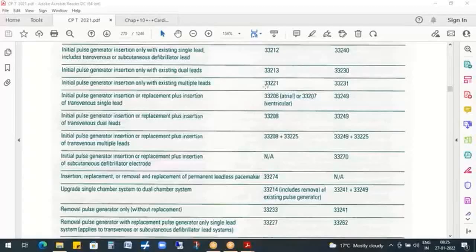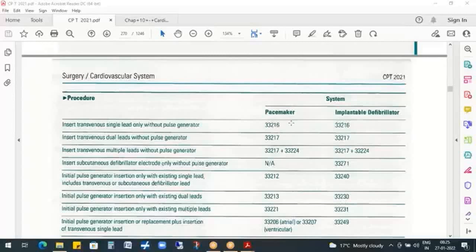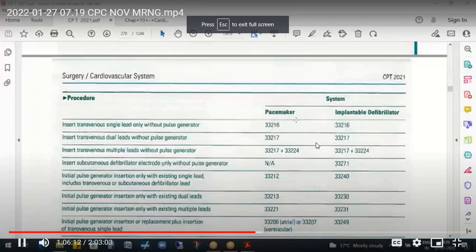Yes, sir. Now listen, this table is used for transvenous placement of leads. Just write down: transvenous placement of lead. Now this is the best table to identify the question easily.